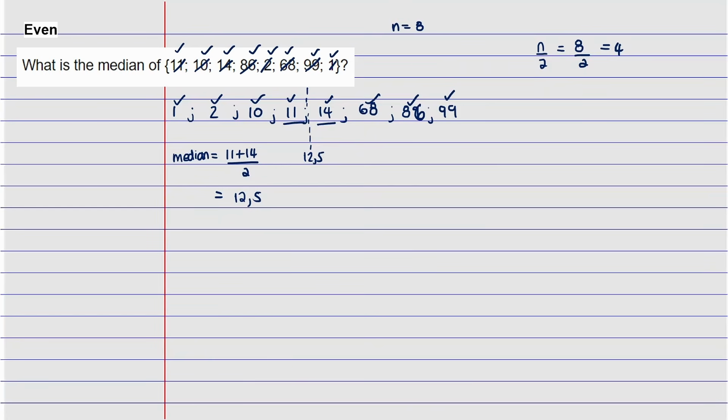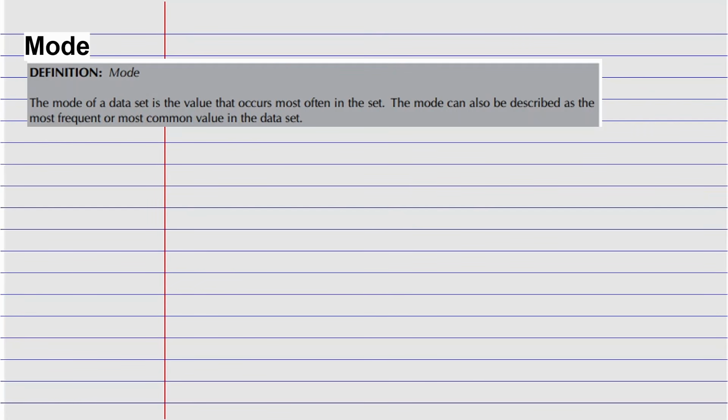Now we're going to talk about mode, right? The mode of a data set is the value that occurs most often in the data set. The mode can be described as the most frequent or the most common value in the data set.